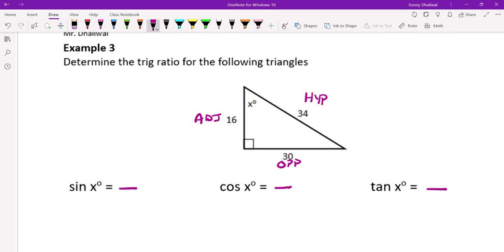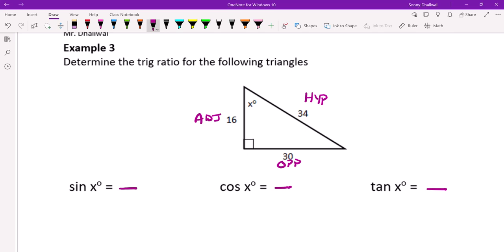So opposite is 30. Hypotenuse is 34. Okay? Yep, that's right. Now you want to set up your equation. What numbers on the top, what numbers on the bottom? Your formula is not right. It's opposite over hypotenuse. To double check you have it the right way around.